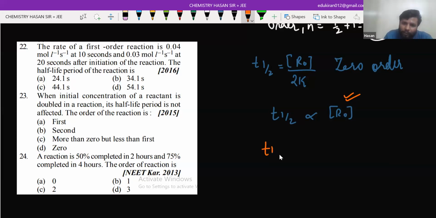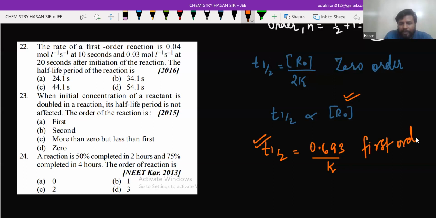But if you are going for T half for first order reaction, it is 0.693 upon K. It doesn't depend upon the concentration. This is for first order. It doesn't depend upon the initial concentration of reactant. So A will be the answer for 23. Is that clear? Yes, sir, clear.